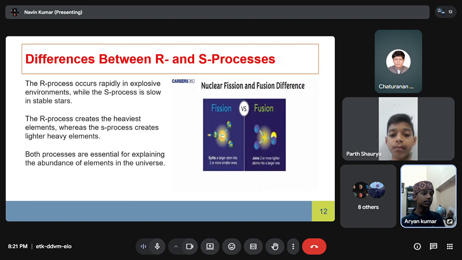The differences between R and S processes. R processes occur rapidly in explosive environments, while the S process is slow in stable stars. The R process creates the heaviest elements, whereas the S process creates lighter heavy elements. Both processes are essential for explaining the abundance of elements in the universe.